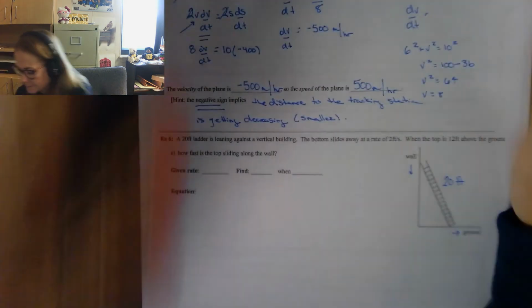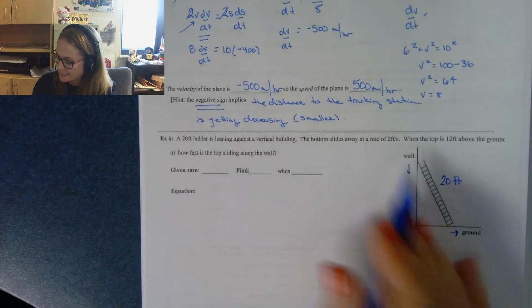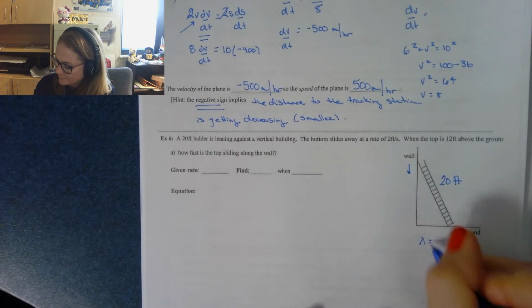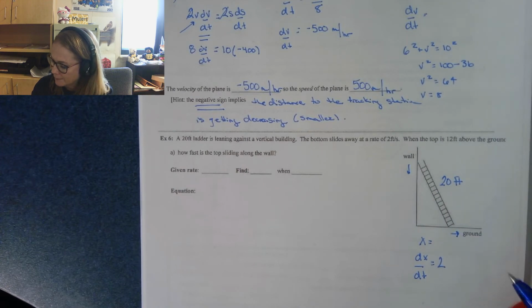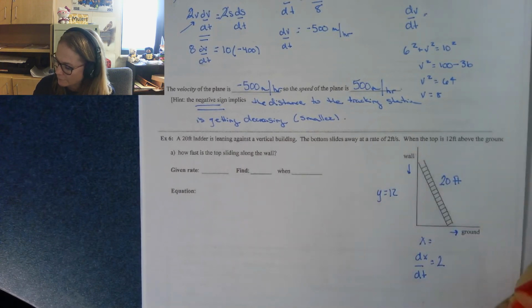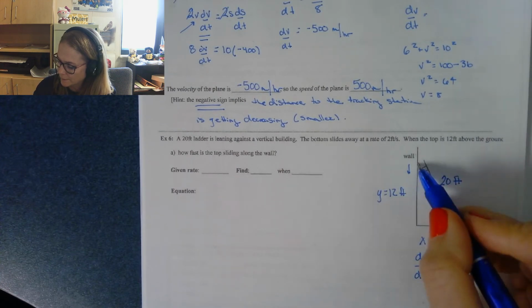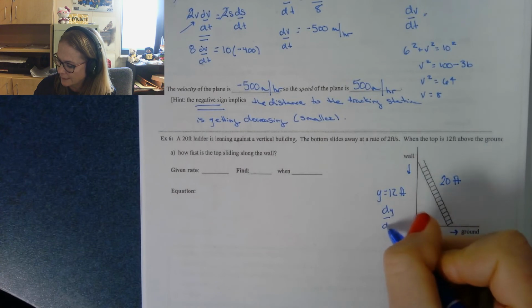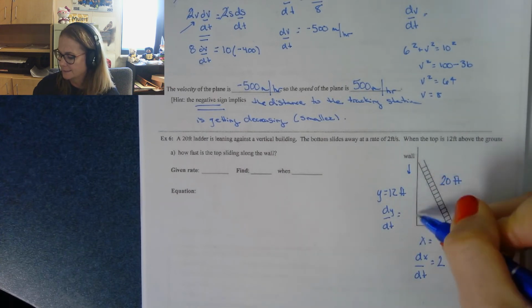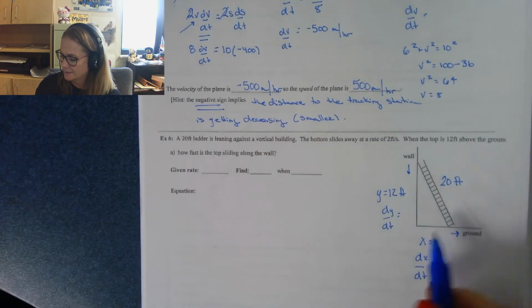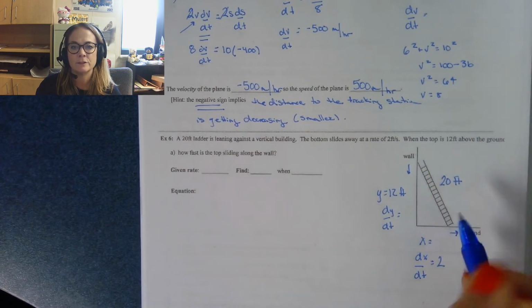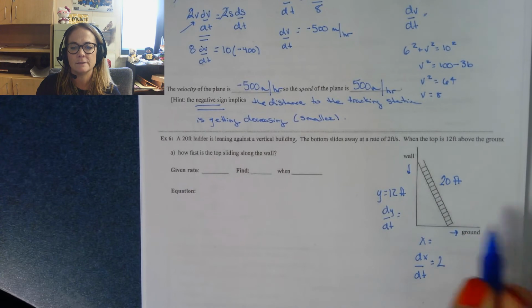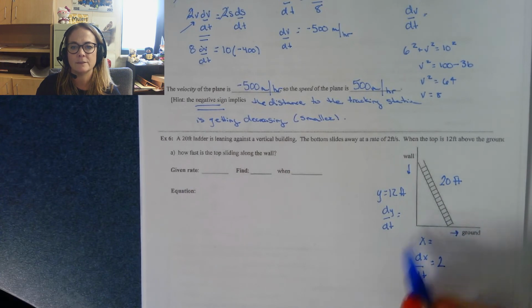So the bottom slides away, and we'll call this x, at a rate of 2 feet per second. The top of the ladder is at 12 feet above the ground. How fast is the top sliding along the wall? So how fast is the top heading towards the bottom? Notice that's a distance that's decreasing, and this is a distance that'll be increasing. So watch how those rates play out. This is decreasing to this point of interest, and the distance from here to here is increasing. So watch how that plays out.